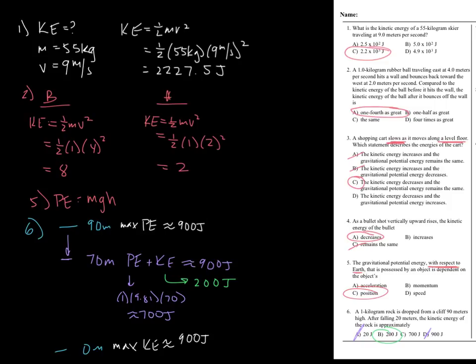All right, now we're on numbers 7 through 12. Here, number 7, a 1 kilogram ball is dropped from the top of a building. Just before striking the ground, the ball's speed is 12 meters per second. What was the ball's gravitational potential energy relative to the ground at the instant it was dropped?